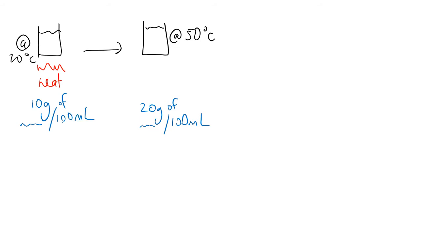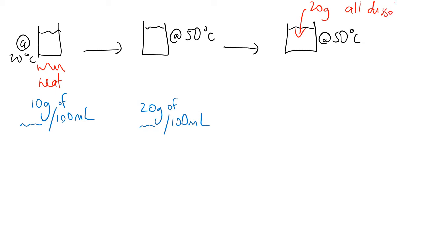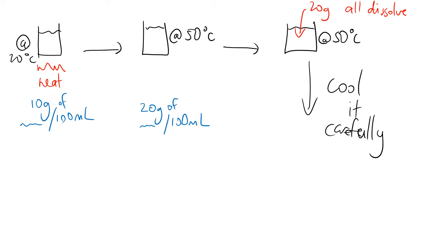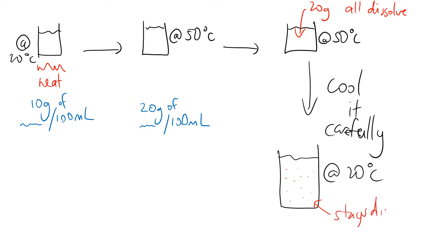Okay, so if you then add some stuff to it, you add 20 grams at 50 degrees, it'll all dissolve because you can fit 20 grams at 50 degrees into that volume of water. Okay, that 100 mils of water, you can fit all 20 grams, right, at 50 degrees. If you then cool it carefully, what will happen is that it'll now be at 20 degrees Celsius. However, the solute stays dissolved. And now you've got 20 grams when only 10 grams should be there.